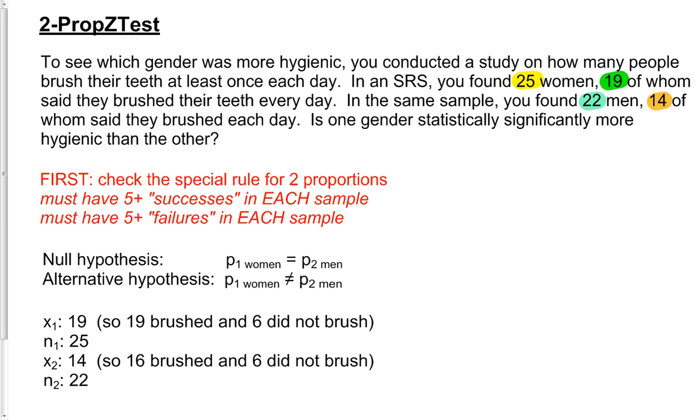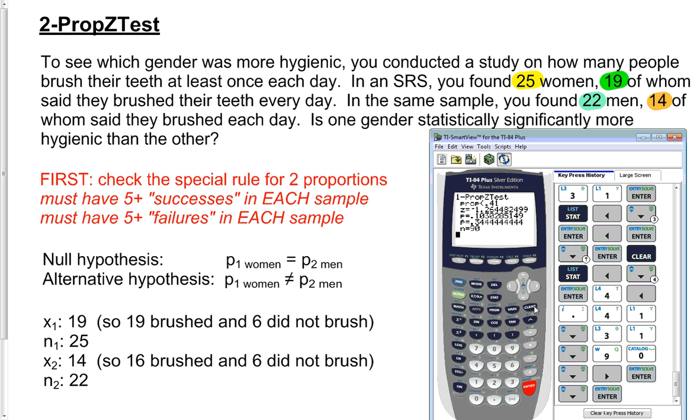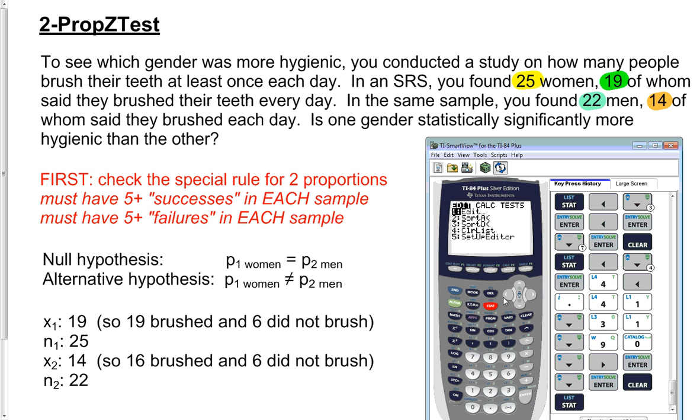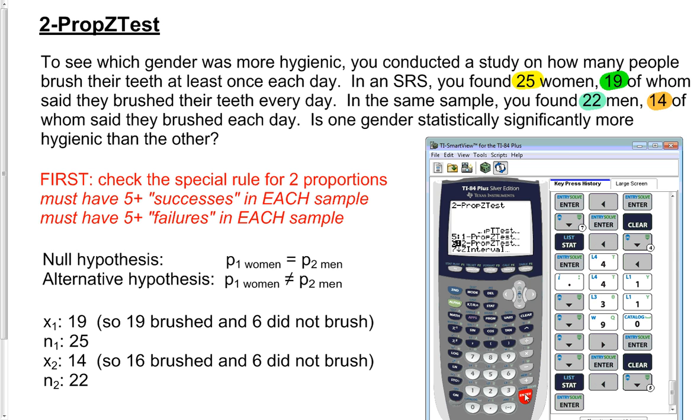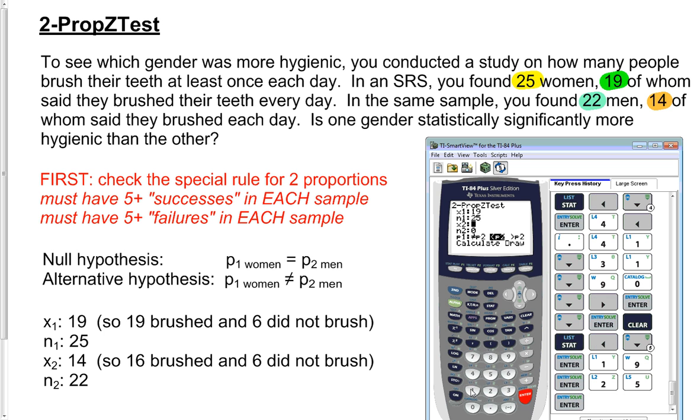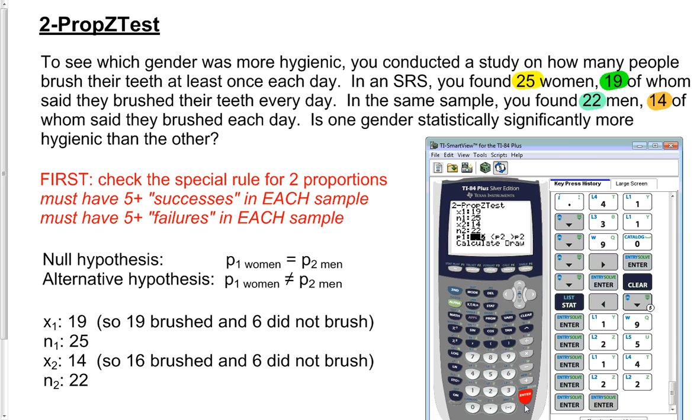Now we need to take out our calculators again, and let's go ahead and punch in these values. So we go to stat, we go to tests, and this time we go down to 2-PropZTest. That's the 6th one down. So just like the 1 prop, except this time we have 1 extra proportion that we're dealing with. X1 we said was 19, N1 was 25, X2 was 14, and then N2 was 22. We're doing a not equals test, so I'm going to select not equals, and then we're going to calculate.